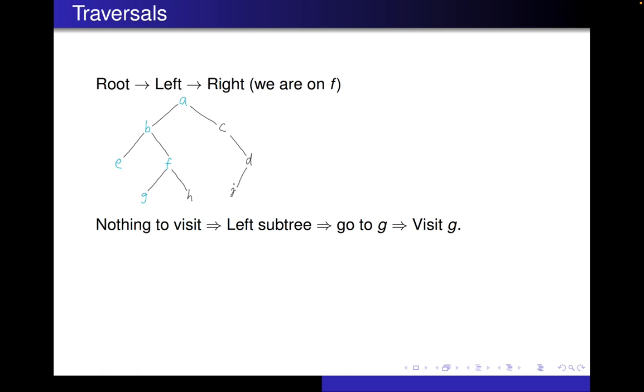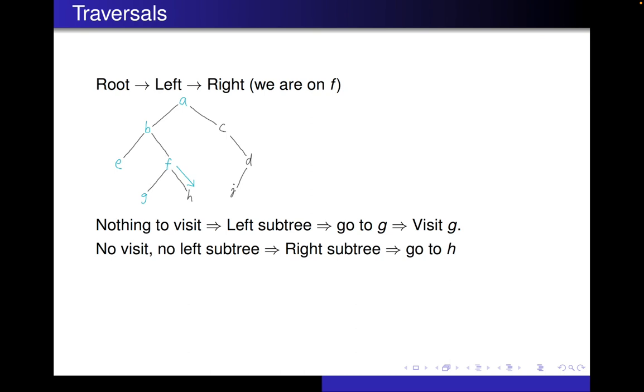We're going to go back up to F. We've already visited F, and we've already traversed the left subtree. Now we get to traverse the right subtree. That is subtree H. And so we go to H and we visit H. So now we've visited everything in the subtree that is left of A.